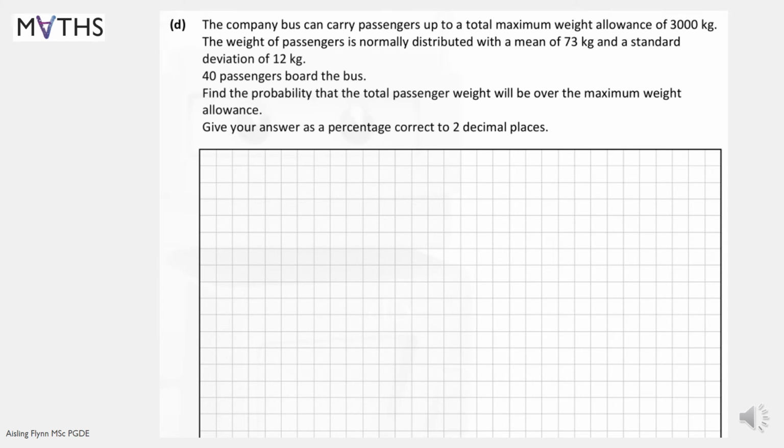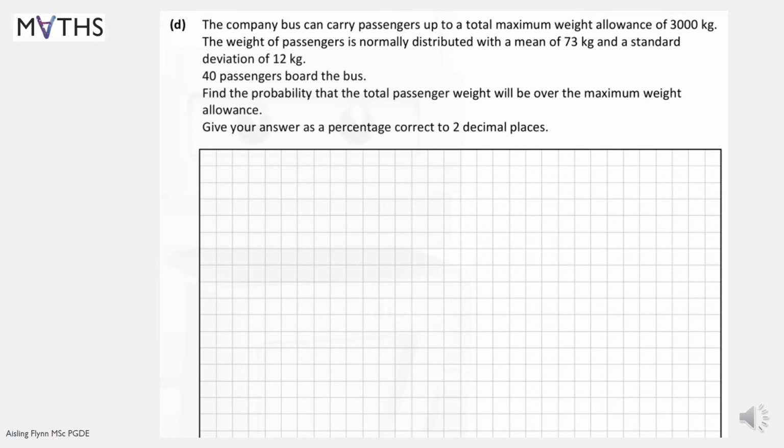Now, part D of that question. The company bus can carry passengers up to a total maximum weight allowance of 30,000 kilograms. The weight of passengers is normally distributed with a mean of 73 kg and a standard deviation of 12 kg. 40 passengers board the bus. Find the probability that the total passenger weight will be over the maximum weight allowance. Give your answer as a percentage to 2 decimal places.